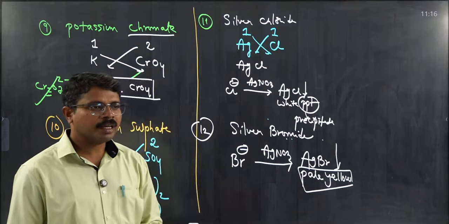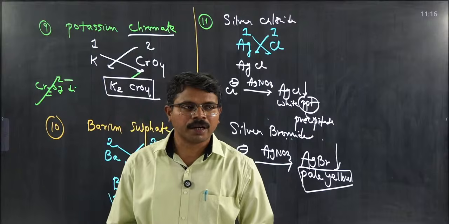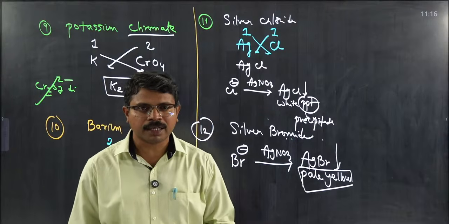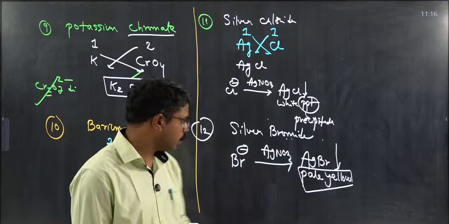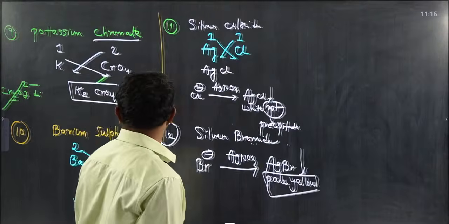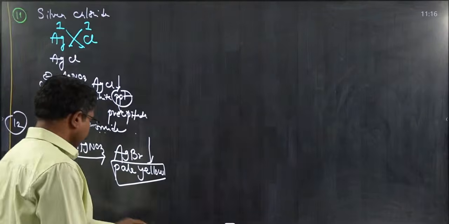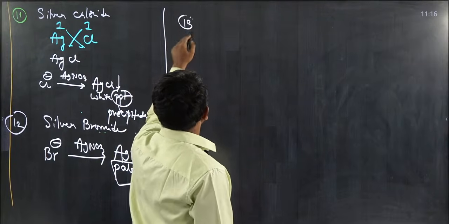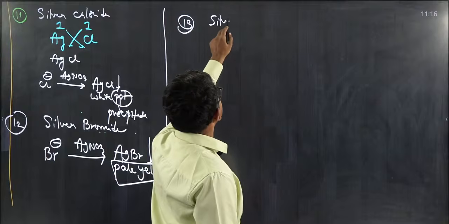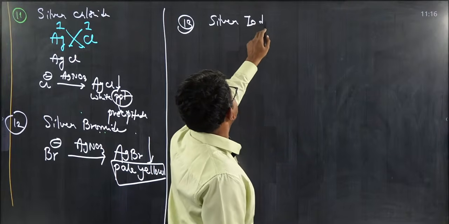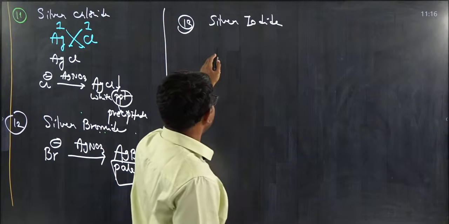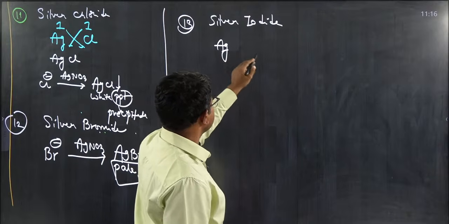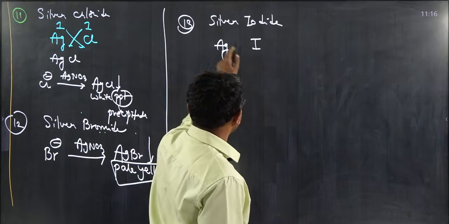Some students are giving the answer AgBr2. AgBr2 is not the right answer. It is actually AgBr. The last compound under the silver series, I'll give: silver iodide. This is a very simple formula. The symbol of silver is Ag and the iodide symbol is I.